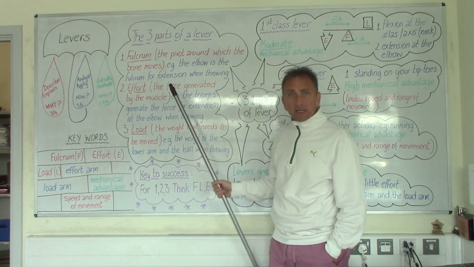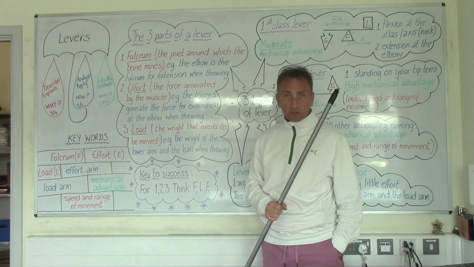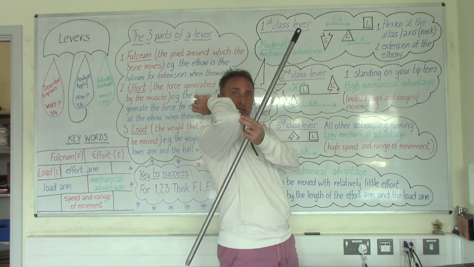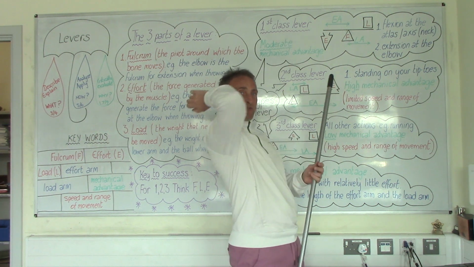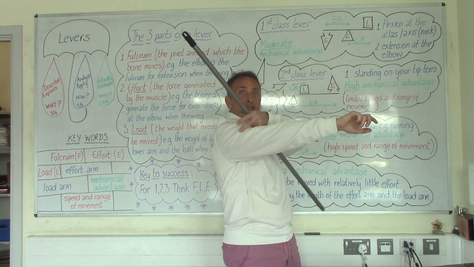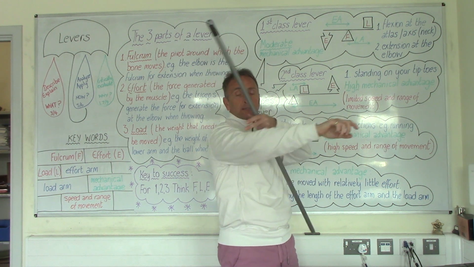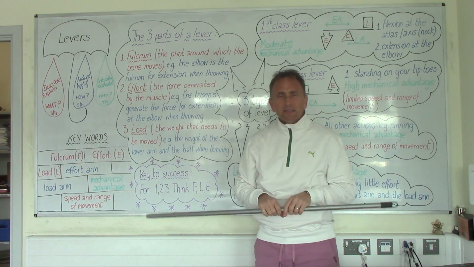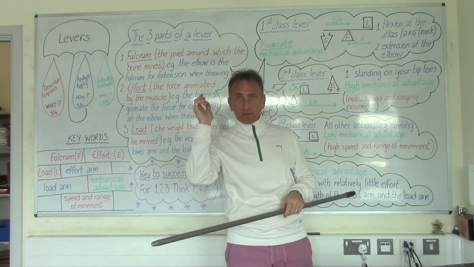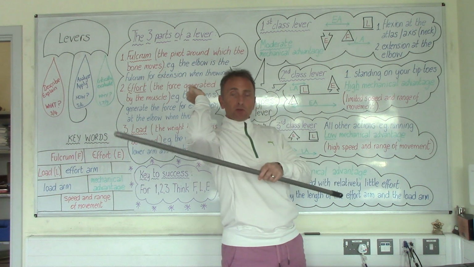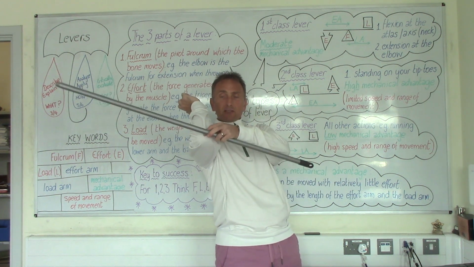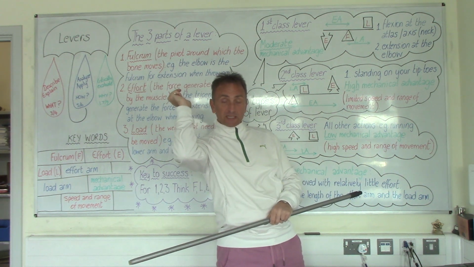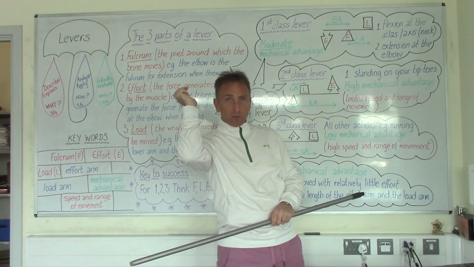The effort is applied by the muscle. So if I go back to throwing a cricket ball and I want to extend at my elbow, the effort is applied by the triceps brachii, or the triceps. And then the third part is the load. That's the weight that is moved. So again, if I'm throwing a tennis ball, the load is the weight of my lower arm plus the weight of the ball itself.